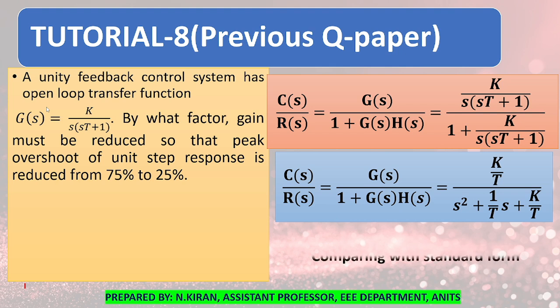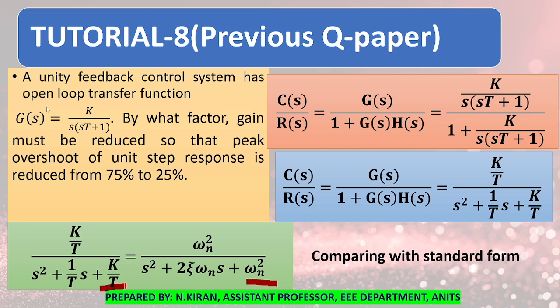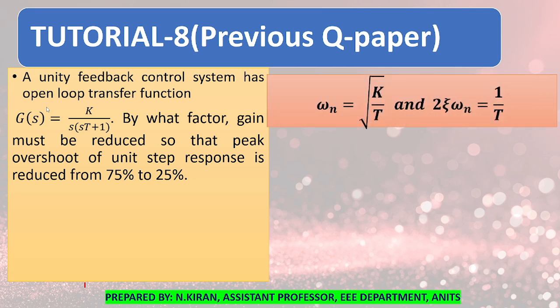Comparing this with my standard form of second order system will give me omega n square as K by T, and 2 zeta omega n as 1 by T. So upon simplification, omega n is nothing but root over K by T, and 2 zeta omega n is nothing but 1 by T. So here I have two cases: one is 75% peak overshoot, the other is 25% peak overshoot.